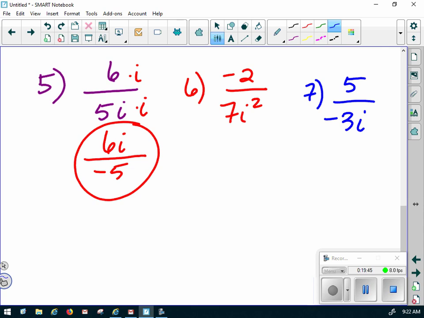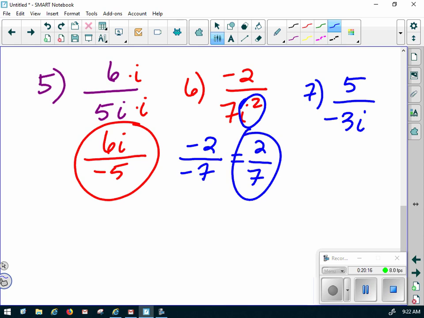Look at number 6. What do you do for number 6? Where do you get a negative 1? Good, because i squared is negative 1. This is negative 1. This is negative 2 divided by negative 7. But why is that 2/7? Because it's a negative divided by a negative, which is a positive.